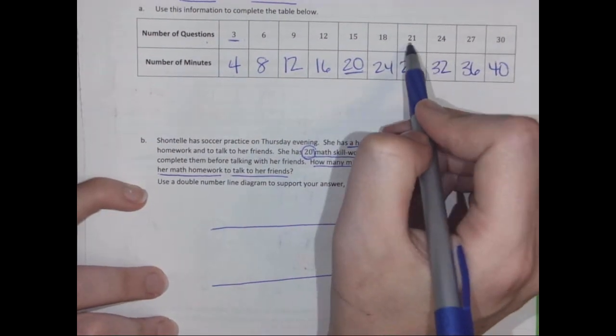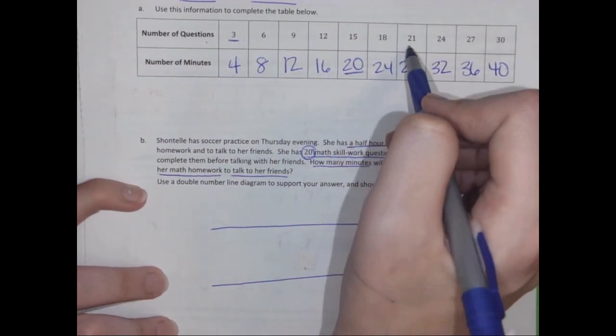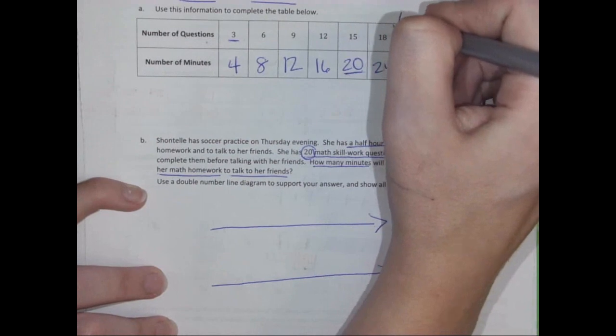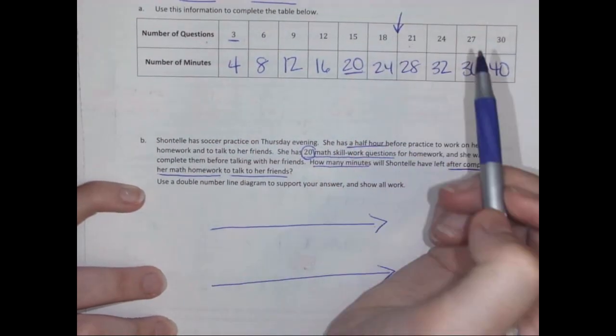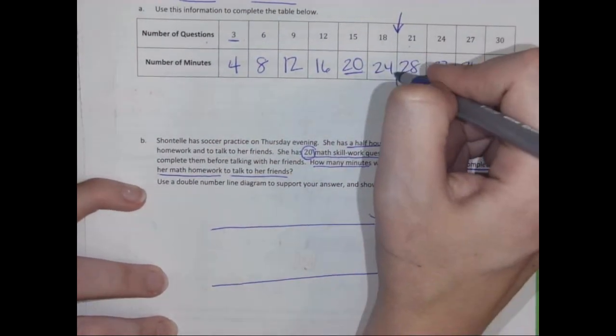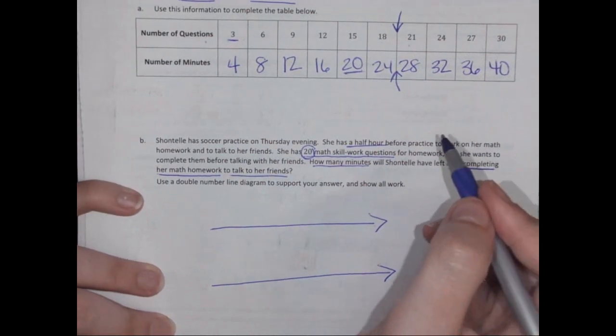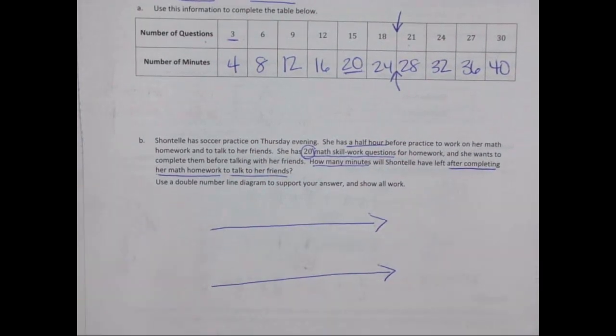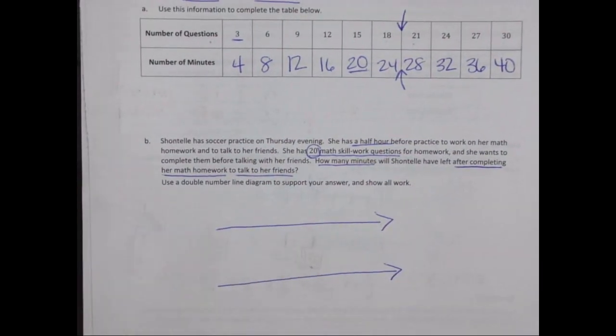20 goes in between these two? 20 is bigger than 21? No, 18. There you go. Good. 20 is somewhere between 18 and 21, which means our answer is somewhere in between what? 24 and 28. Work with your partner to use your number line diagram to find the answer.